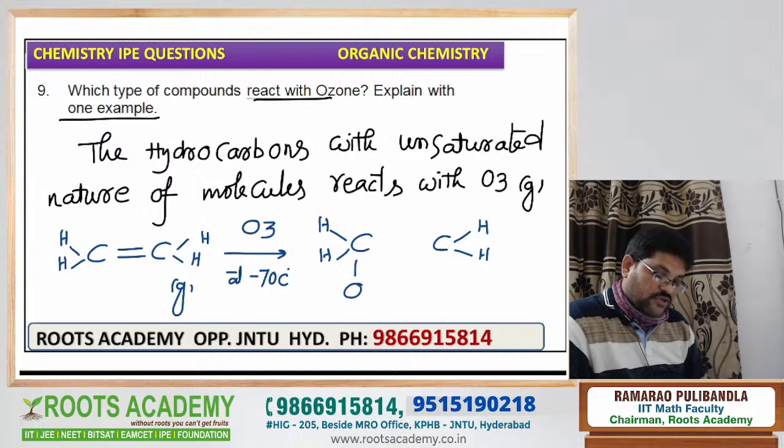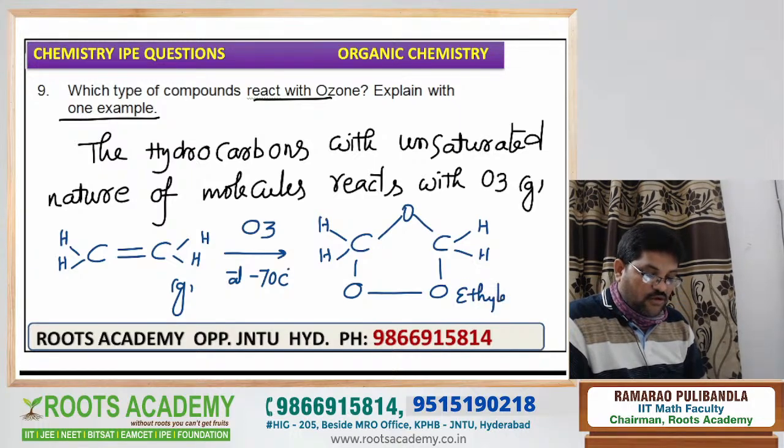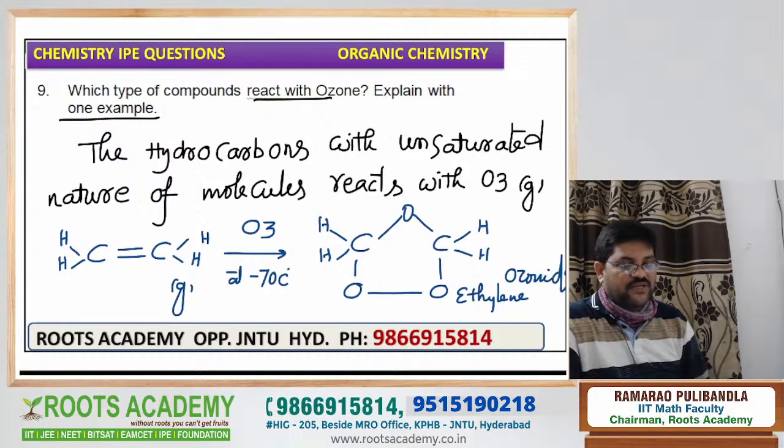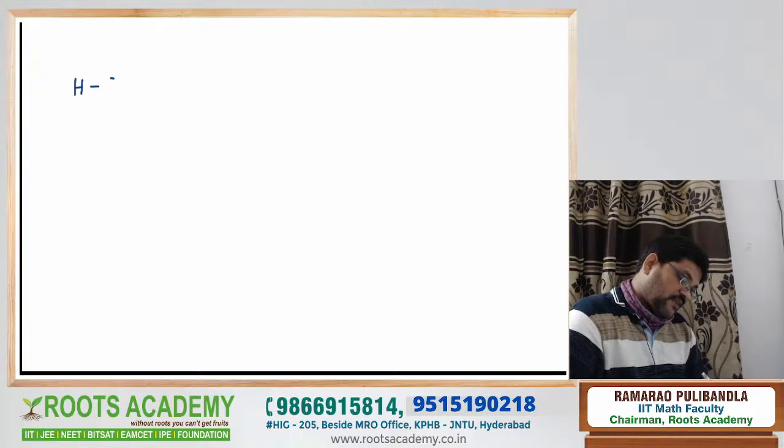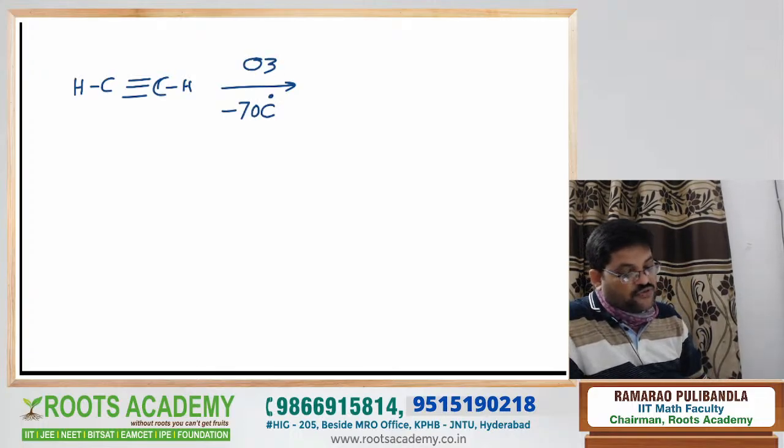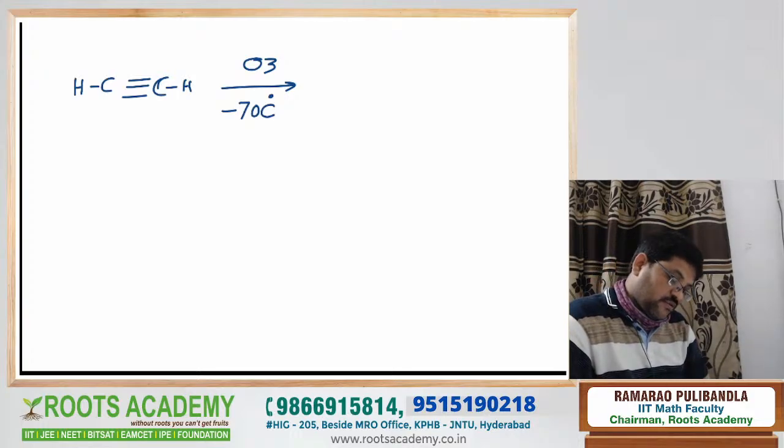Now you get an ozonide like this. Clear what I am saying? And you get ethylene ozonide forming. Simple explanation, no confusion. And take one more example, the acetylene gas. Say for example, acetylene gas reacts with ozone gas. Again the temperature we take is minus 70, because ozone is unstable at room temperature. Now the ozone gas is taken at a temperature of minus 70 and you get what?